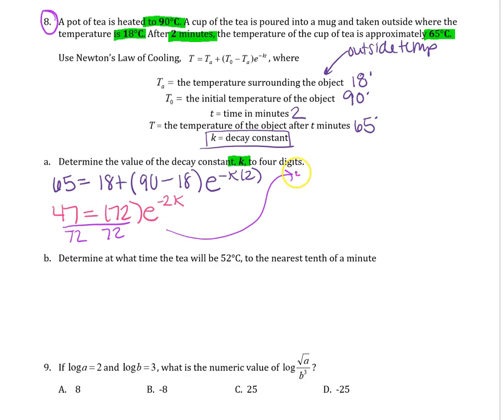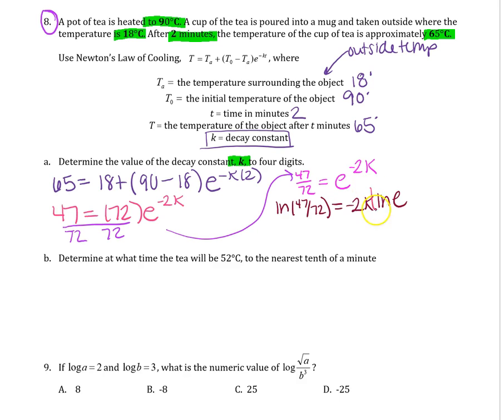Okay, at this point, I'm going to divide everything by 72. So 47 divided by 72, don't feel like dealing with decimals, is equal to e to the negative 2k. So in order to get to this k, I got to bring it down to the coefficient. I'm going to take the natural log of both sides, because the base of a natural log is e, and that'll create an ln of e, and that's 1, and it'll be all nice and good. So the natural log of 47 divided by 72 is equal to the negative 2k natural log of e.